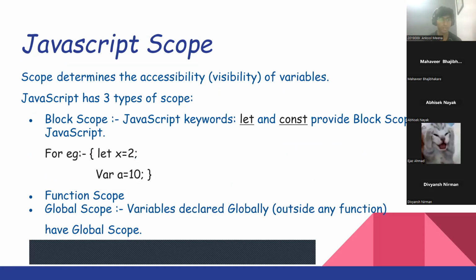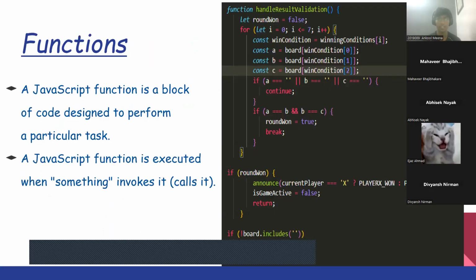With the use of let, we can access the x variable only inside this block. That is block scope. But with var, if we have created it inside a block, we can access it outside also. For function scope, we can initiate a variable with let, const, or var, whatever we need, and we can only access it inside the function. For example, I created this round one variable using let, and I can access it only inside the handle result validation function, not outside of it.